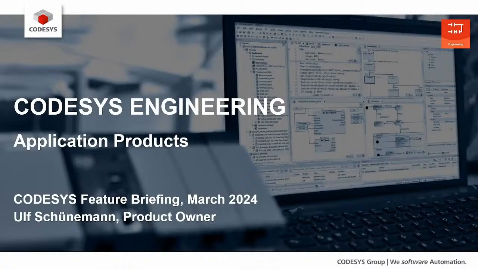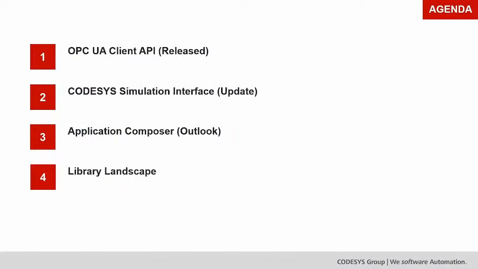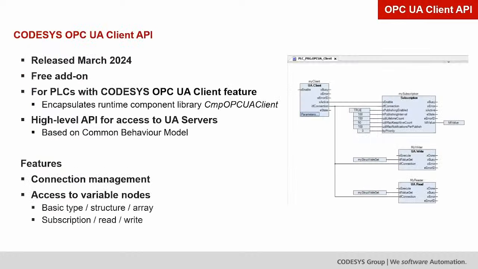Hello, my name is Ulf Schuenemann. I'm Product Manager for Application Technology. I will brief you on the developments in application products. First, we have released the OPC UA Client API. I will give you an update on the CODESYS simulation interface and an outlook on the application composer and the future library landscape. We released the CODESYS OPC UA Client API this month.